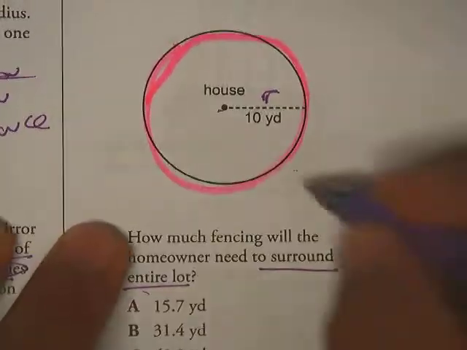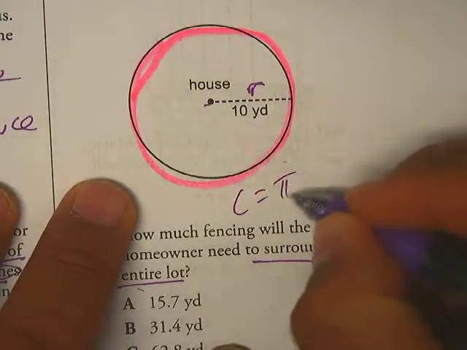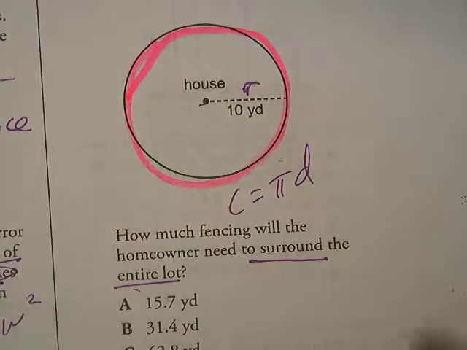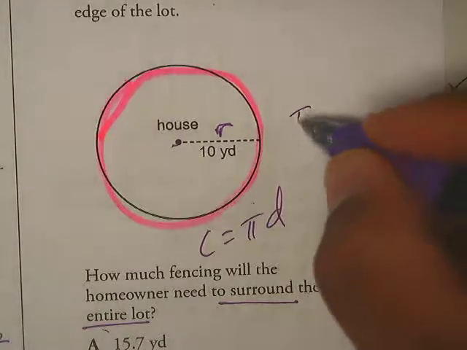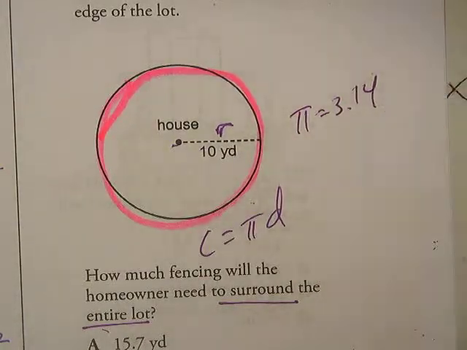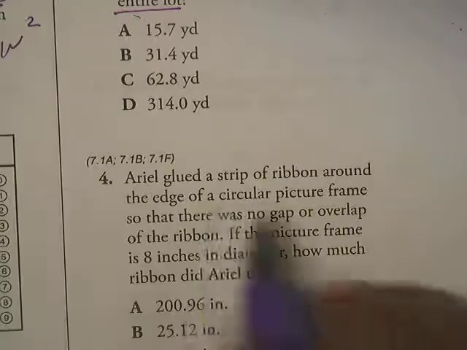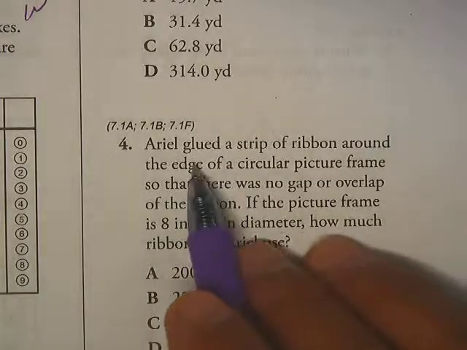So it's like the perimeter of a polygon, but in circles we say the circumference. Okay, so we want the circumference, which is pi times diameter. If you know that's the radius, the diameter is double that. And for pi we use 3.14.